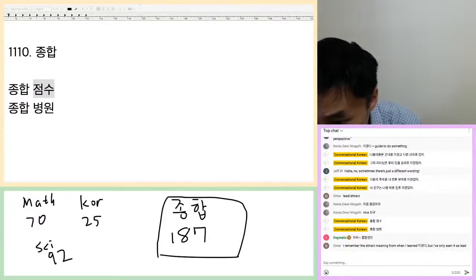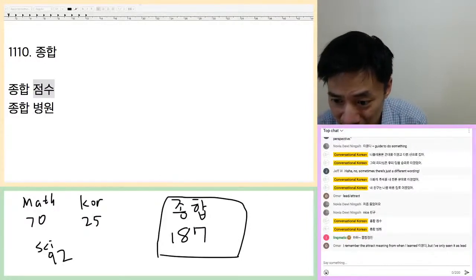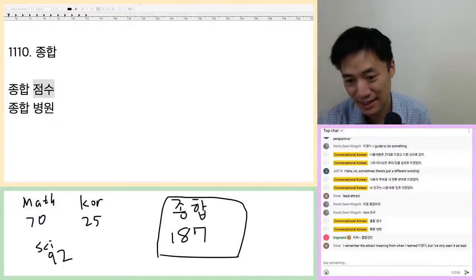I learned 이끌다 as attract, but I only seen it as led. Okay, 이끌다, led.